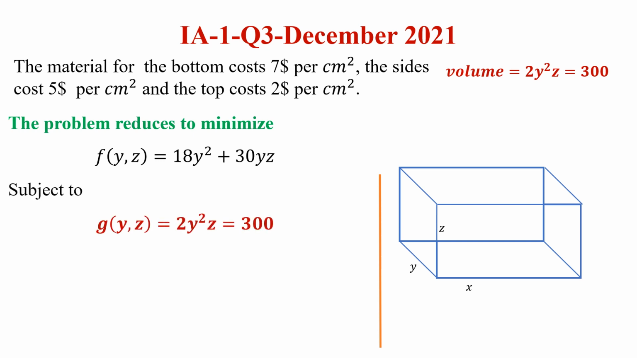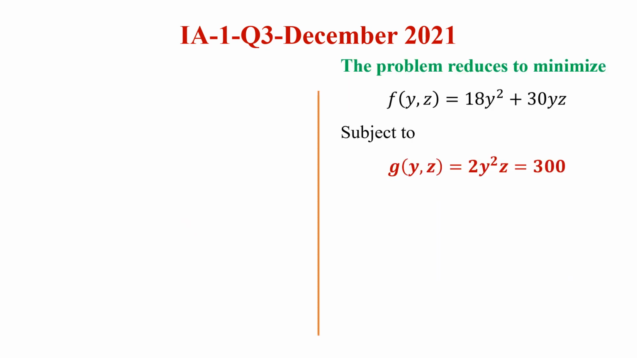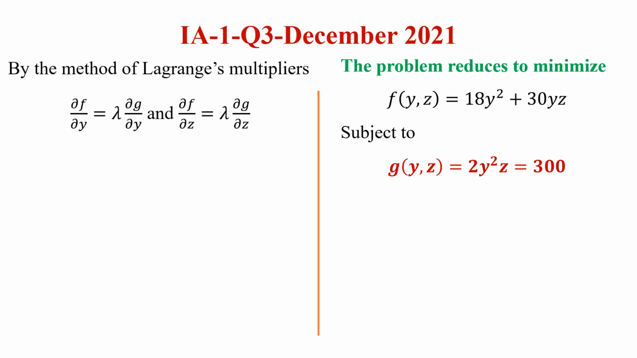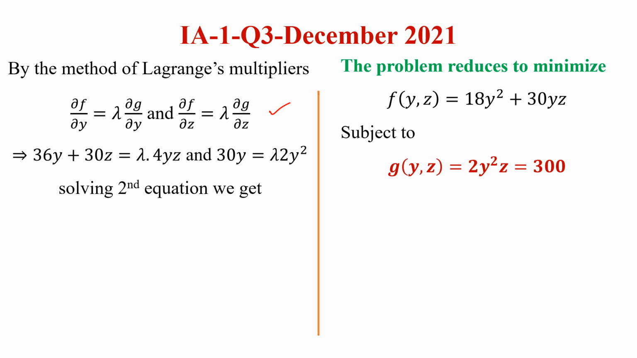So the problem is reduced to minimizing this function f(y,z) equal to 18y square plus 30yz, subject to the condition that 2y square z is equal to 300. Now here you can apply the Lagrange multipliers. By having this condition, del f upon del x is equal to lambda del g upon del x, del f upon del y is equal to lambda del g upon del y, and del f upon del z equals lambda del g upon del z. By solving these, we can get the solution. First we get the value of lambda, then we get the dimensions x, y, z.